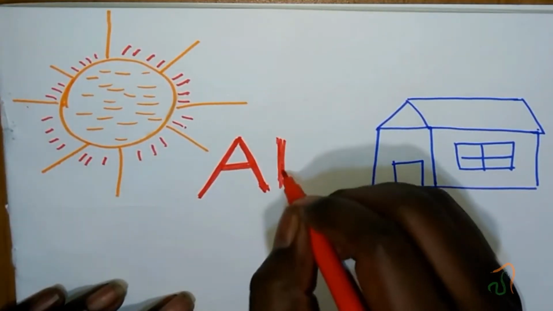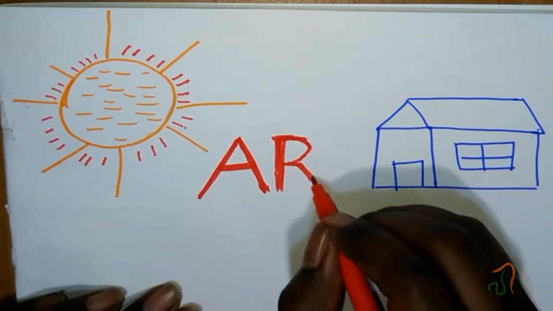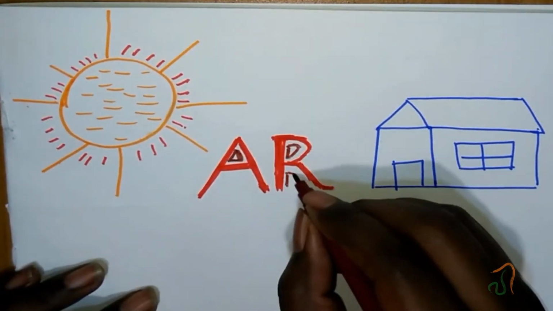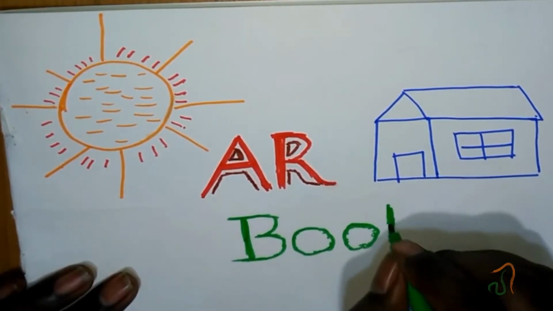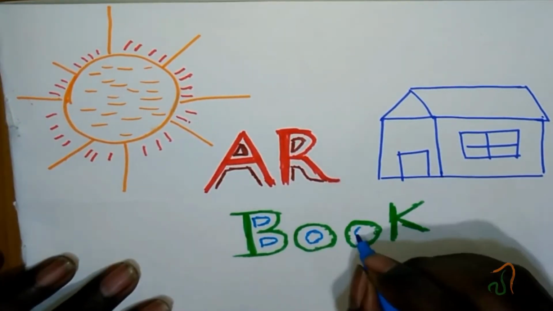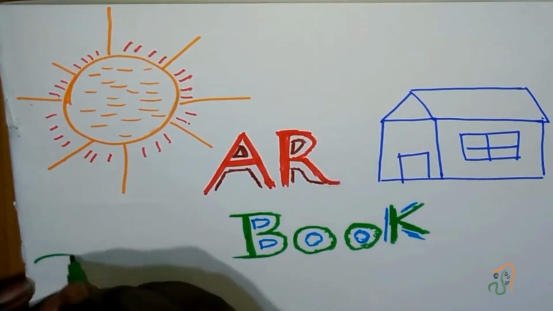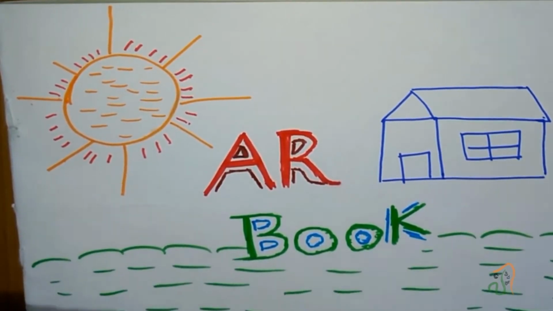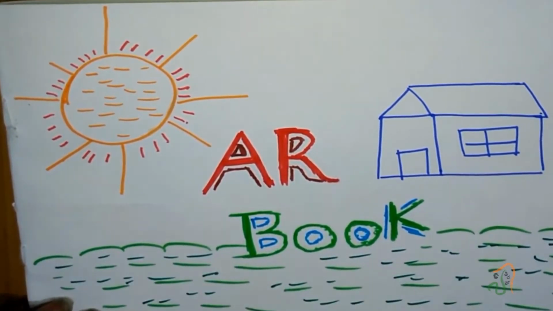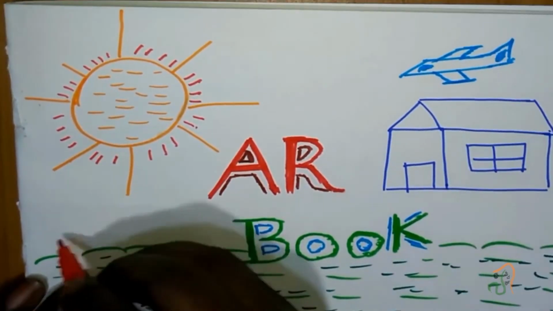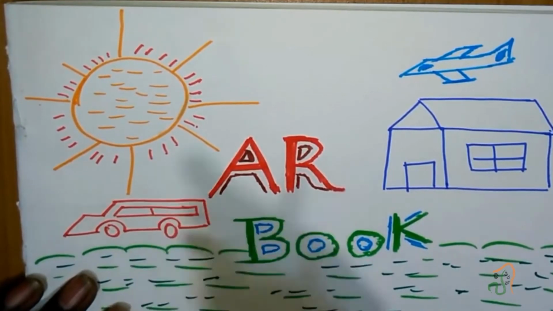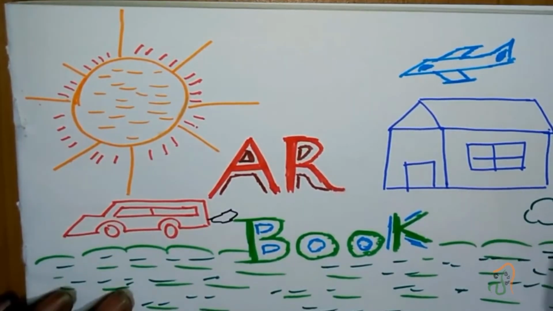And finally, we draw all these images on one page. We draw the forest grass here first, then a house, then the sun, then the car, the aeroplane, and we name this AR book. We'll give it the name AR book. So this will be used as the cover page.